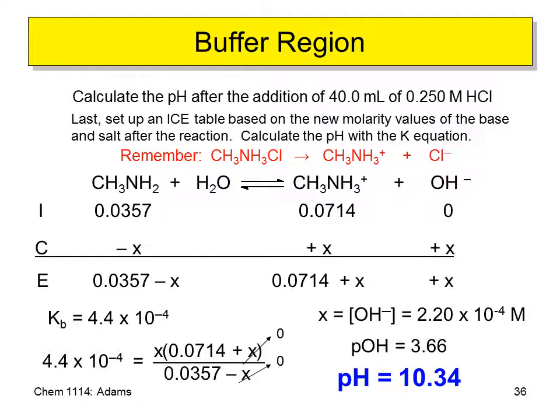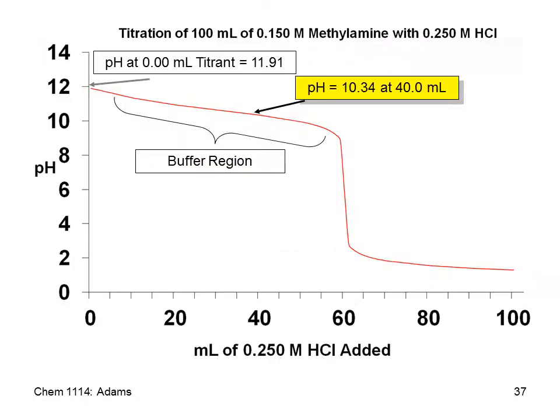We're going to put this point on the graph. And that's pretty much what we would expect. I've added a lot, 40 milliliters of hydrochloric acid, and the pH has only changed by maybe 1.5, less than 2 pH units.